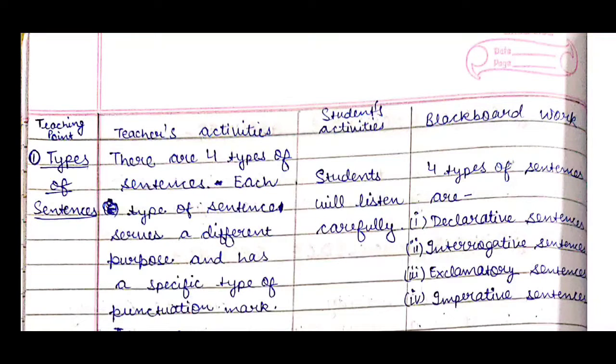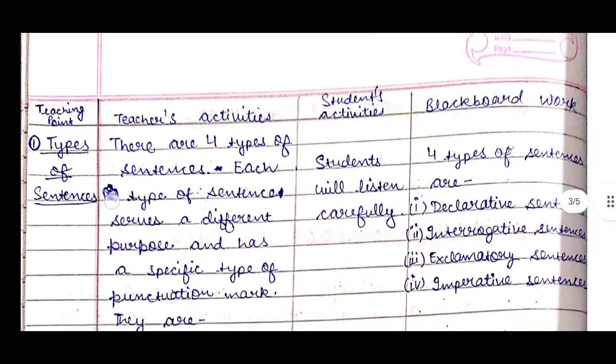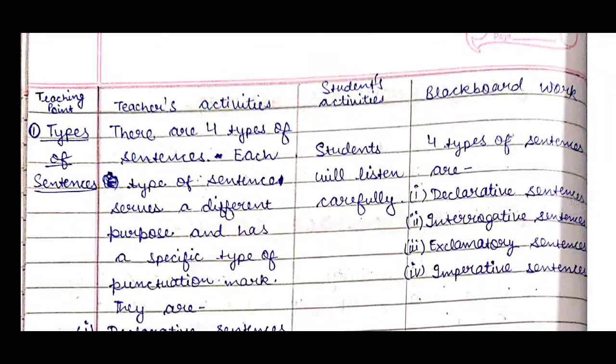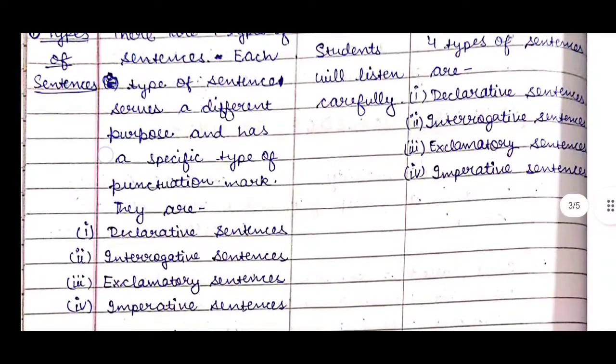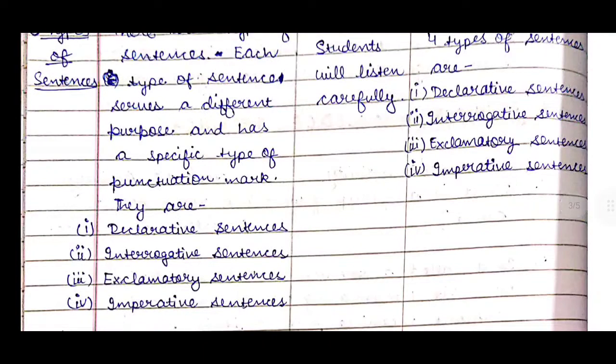So we are going to tell them about the types of sentences because they already know the meaning. So we'll say there are four types of sentences. By we, I mean the teacher. Each type of sentence serves a different purpose and has a specific punctuation mark. They are declarative sentences, second interrogative sentences, third exclamatory sentences, and fourth imperative sentences.